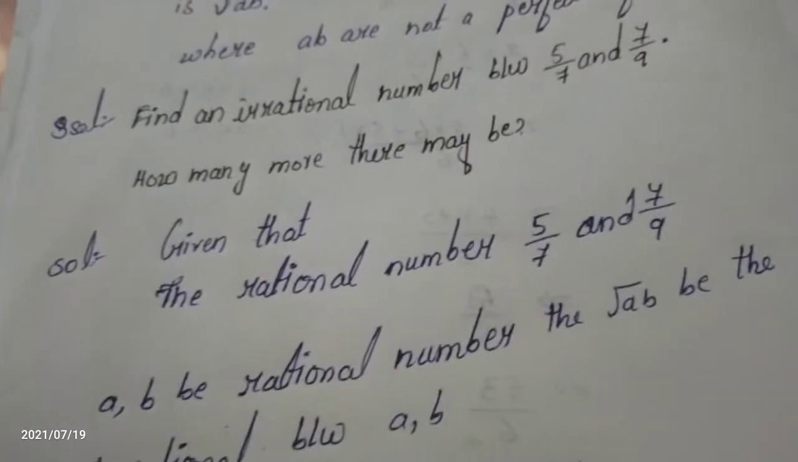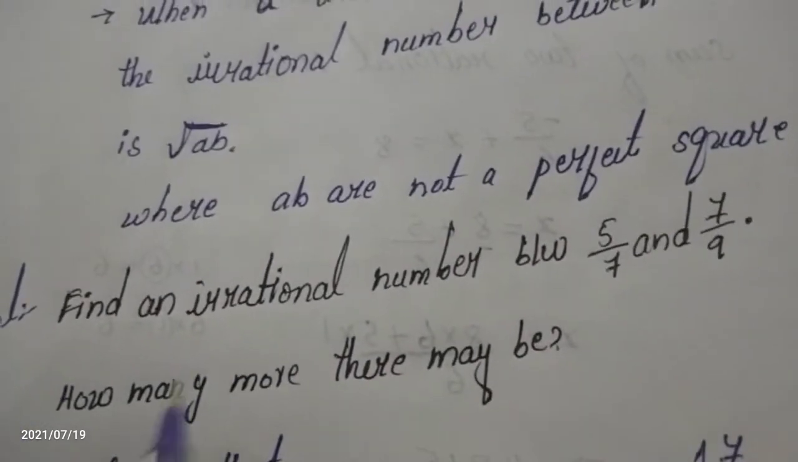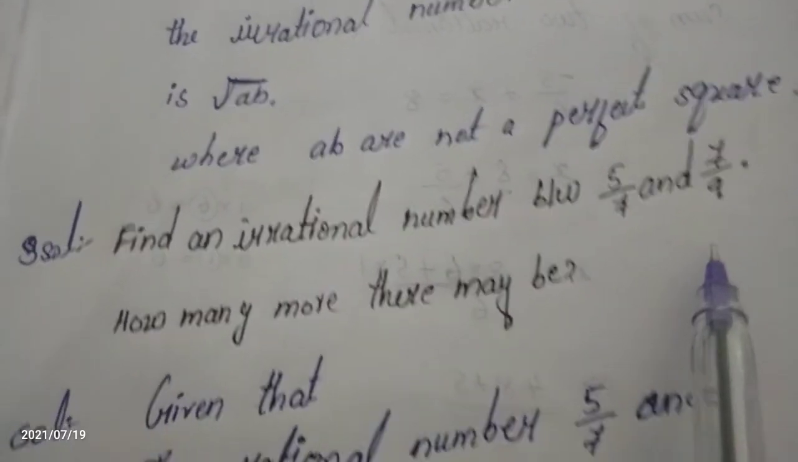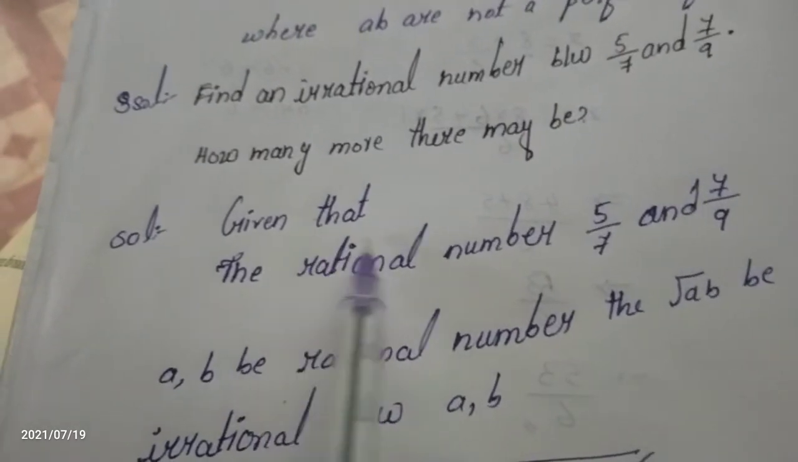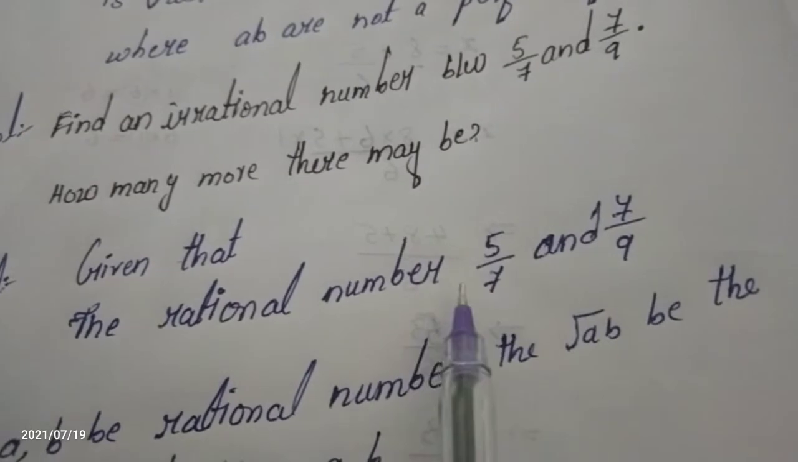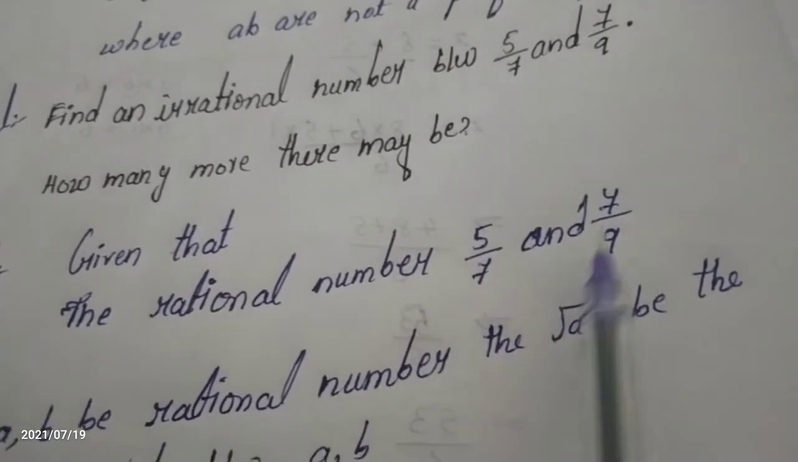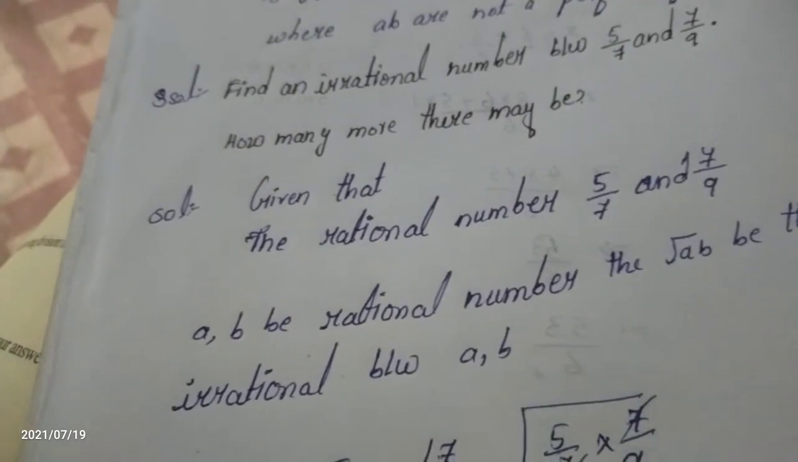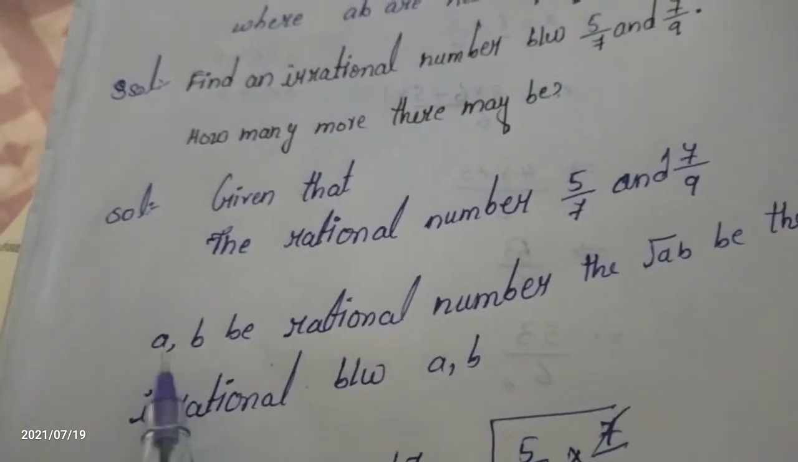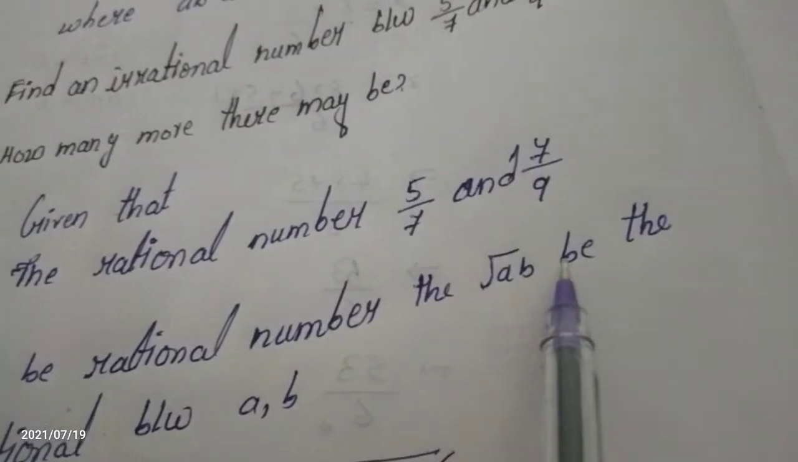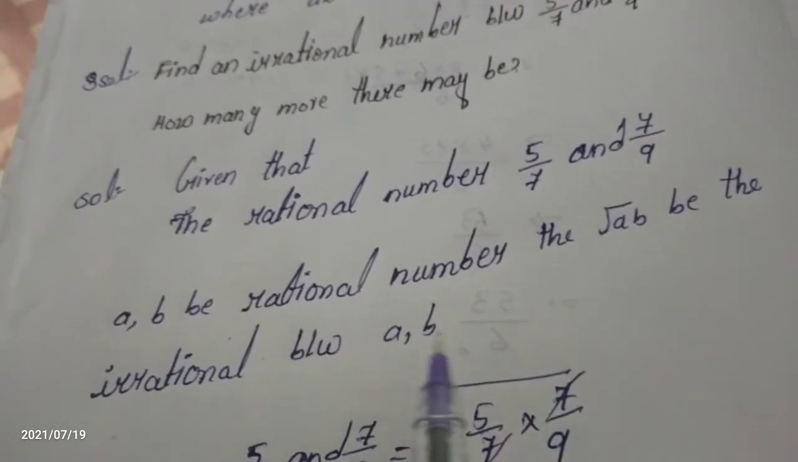This is our third question, ma. The third question is: find the irrational number between 5/7 and 7/9. Okay, let's move towards the answer. What is given? These two numbers are rational: 5/7 and 7/9. Again note: a and b are rational numbers, then the under root of a and b is an irrational number between a and b.